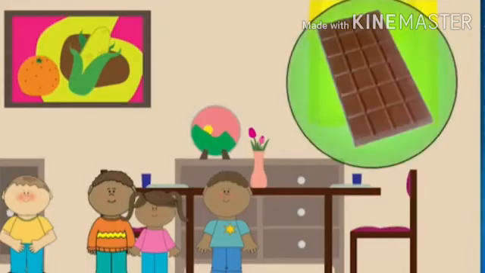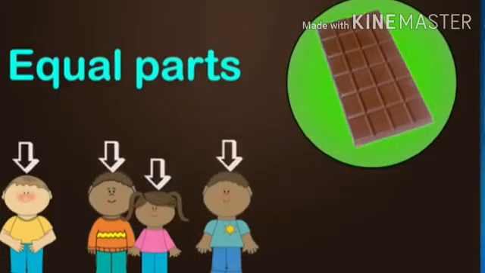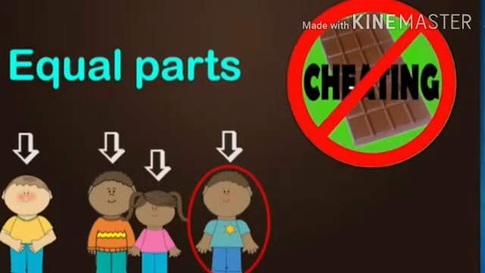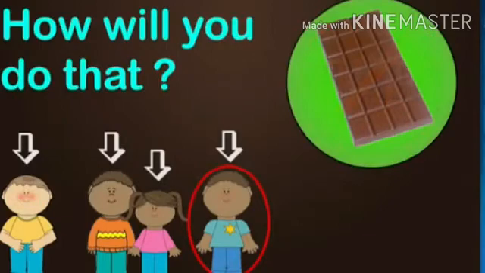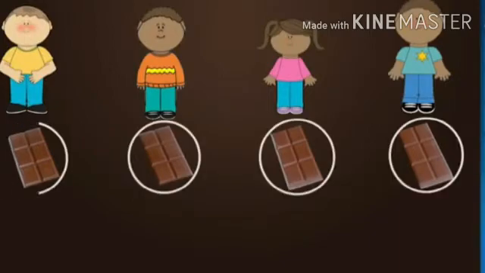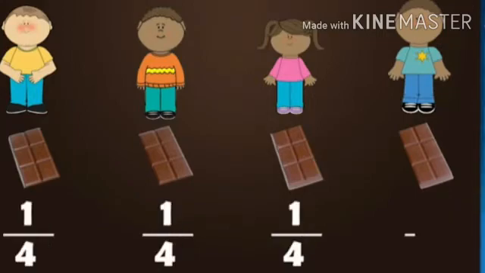Here is one big chocolate that you have to divide in equal parts among your friends, including Ben. No cheating. So, how will you do that? Nice. You have divided one whole chocolate into 4 equal parts. So, each one of you will get one part out of the 4 parts of the chocolate, or can we say that each one of you had 1/4 part of a chocolate?